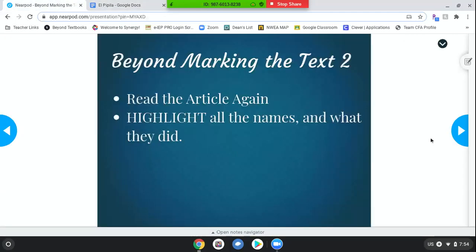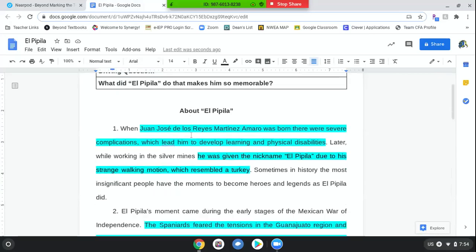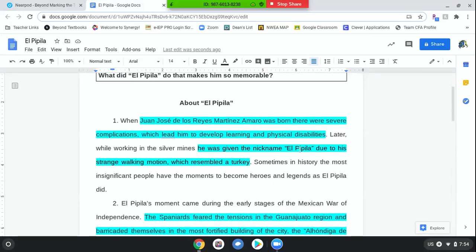Our next stage is going to be to bold the words that we do not know and write a comment for those words with their definition. So, for example, the first word I see here is Pipila. I don't know what Pipila means, so I'm going to bold it. And there's a couple ways to do that. The easiest way is just to highlight the word with your cursor and then click on the B. That will bold it. You can also, it tells you the hotkey, use Control and B to bold it.